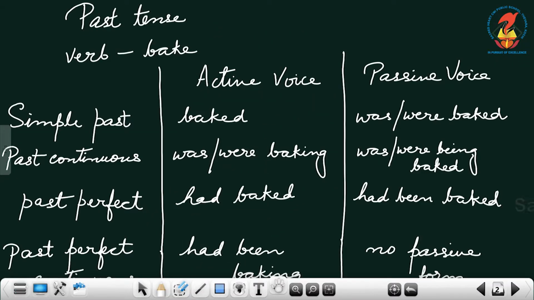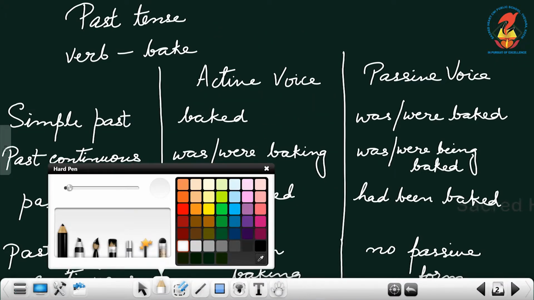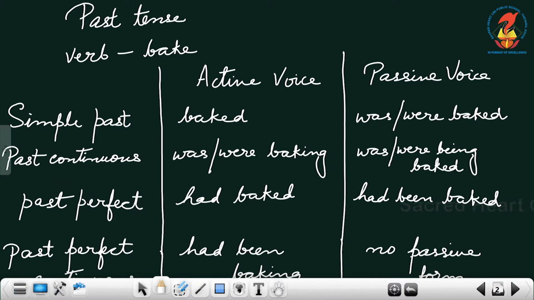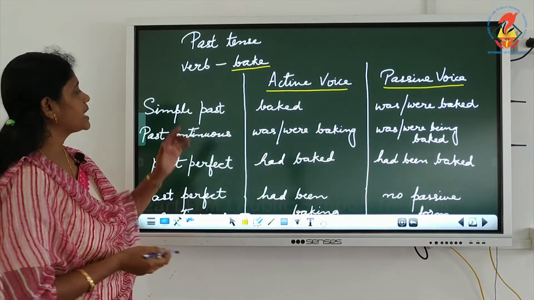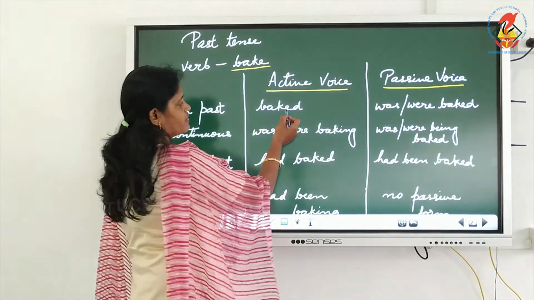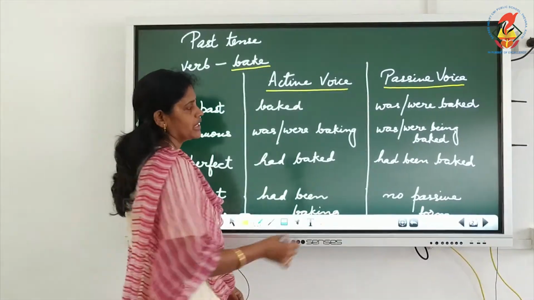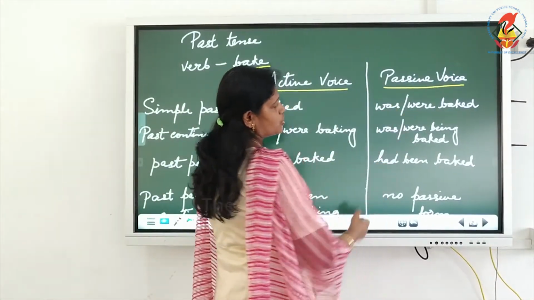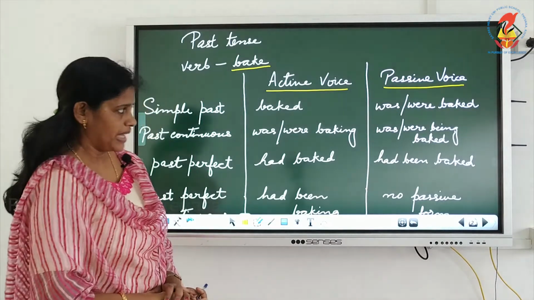Now let's take the same example that we had taken in the present tense. The verb was the word bake. We had taken the word bake, isn't it? Now how does the verb bake change in the active voice and in the passive voice? When it is in simple past tense, the word is baked. We have added the letter D to it. And in the passive voice, it changes to was or were baked.